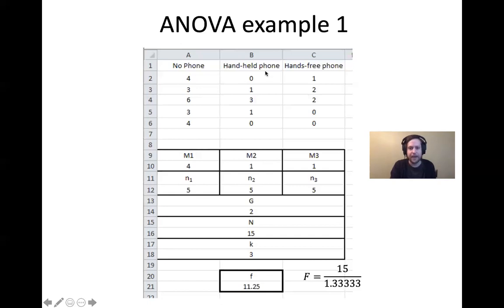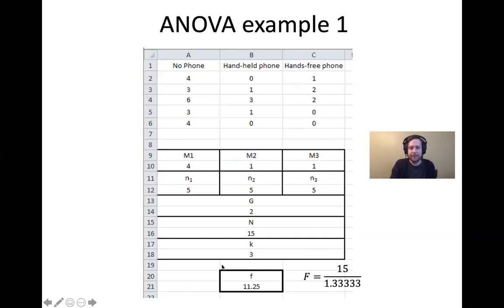When people are driving with a handheld phone, they scored relatively worse. They only got a score of 1 on the obstacle course. And when they were driving with a hands-free phone, talking on a hands-free phone, they also did pretty badly. Their driving obstacle course score was 1. So we're using ANOVA to compare these 3 means. The 3 means, once again, are 4, 1, and 1.